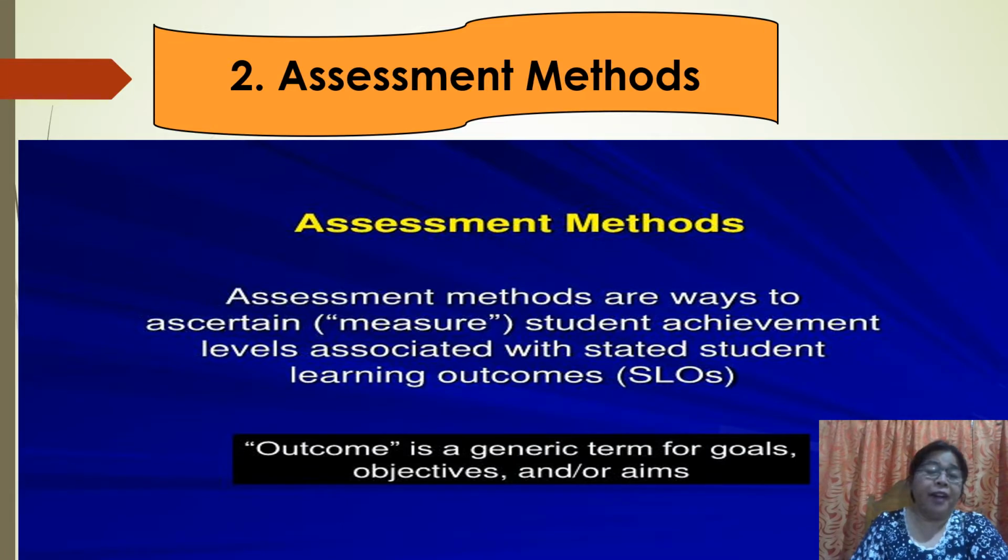The second factor that affects student learning outcome in tertiary education is assessment methods. Assessment methods are ways to ascertain or measure student achievement levels associated with the stated student learning outcomes. Outcome is a generic term for goals, objectives, and/or aims. Assessment can be categorized in a variety of numerous ways, and most of them are rational.